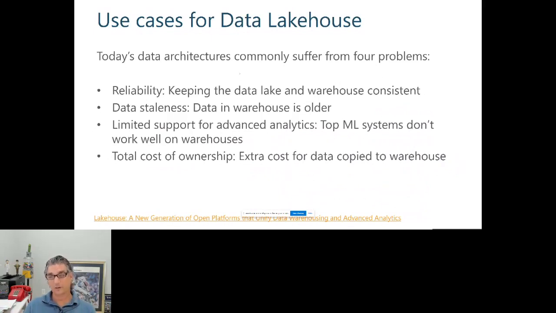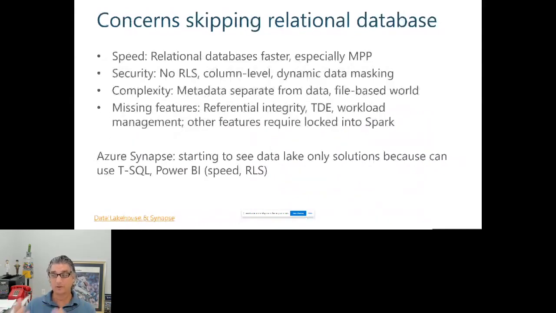However, there are concerns if you skip a relational database. One is speed. A relational database is almost always going to be faster than a data lake, especially when you get into MPP, massively parallel processing technology. You'll get queries that run in milliseconds as opposed to seconds, dozens of seconds, or minutes. It just depends on what your SLA is, how fast you need these queries to run. You also may miss out on certain security, because in the data lake there is no row level security. It's all file and folder based. You don't have column level security.